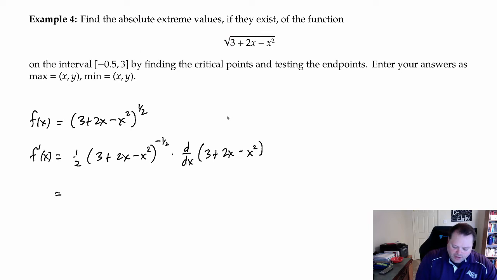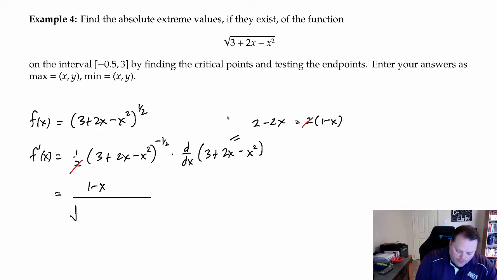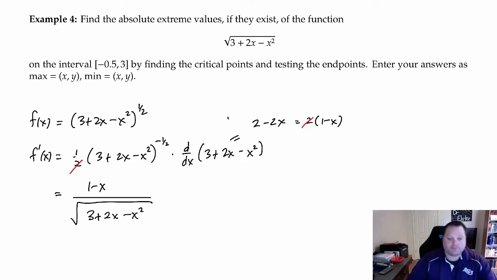So the inner function's derivative here is 2 minus 2x, which is 2 times 1 minus x. And you can see that the 2 in the denominator is going to cancel with this 2 that'll be in the numerator. So when I put it all together, you'll have 1 minus x in the numerator, and in the denominator, you'll have the square root of 3 plus 2x minus x squared.